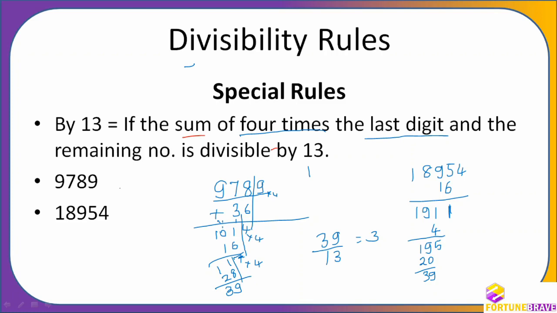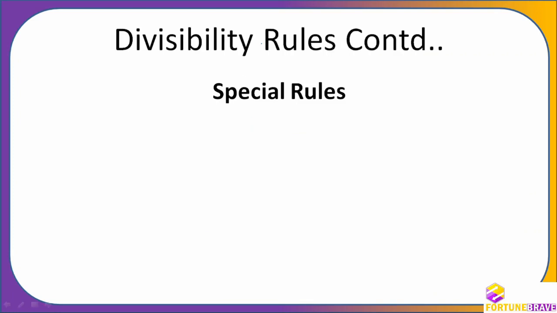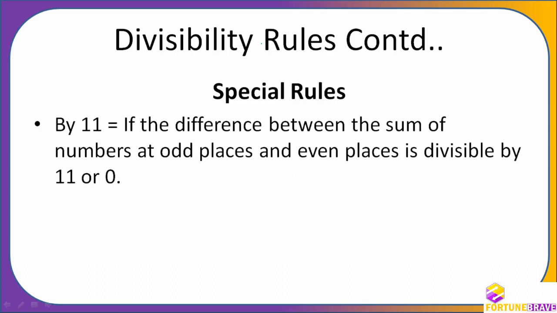Is that clear now? So this is how we are going to do. Here we are going to add 4 times. In this 7, we are going to subtract 2 times the last digit. Now one more rule like that is 11. 11 is also a special rule. If the difference between the sum of numbers at odd places and even places is 0 or divisible by 11.